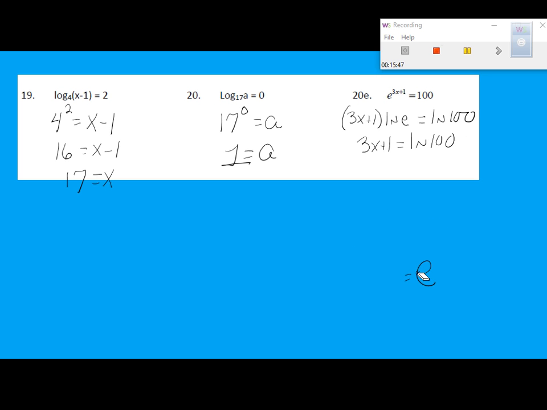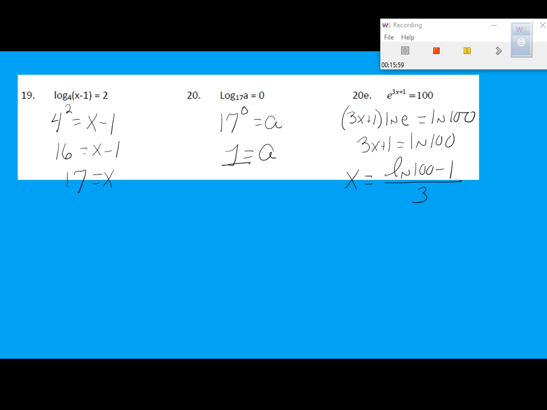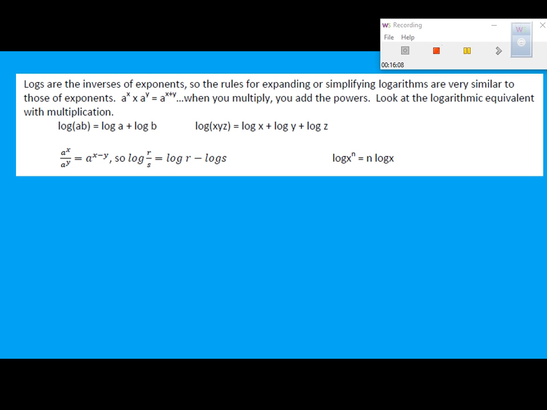Now let's solve this. So I'm going to subtract 1 from the natural log of 100 and then divide by 3. And then if you run that through your calculator, you should get about 1.2. So like I said, feel free to pause the video, use your calculator, or you can take my word for it.